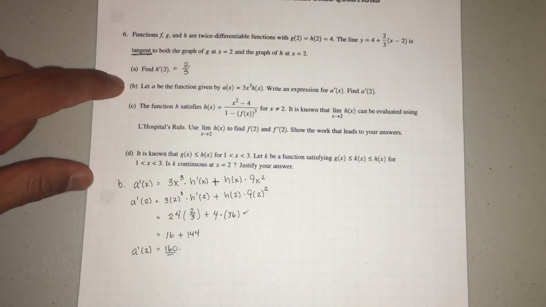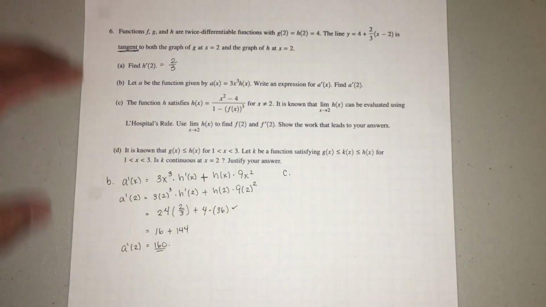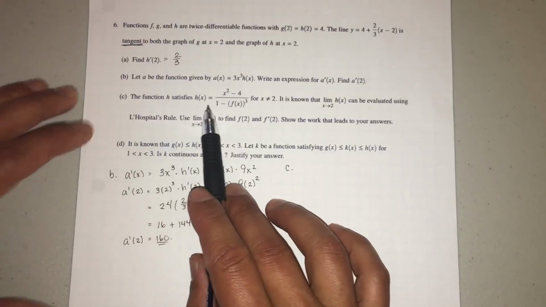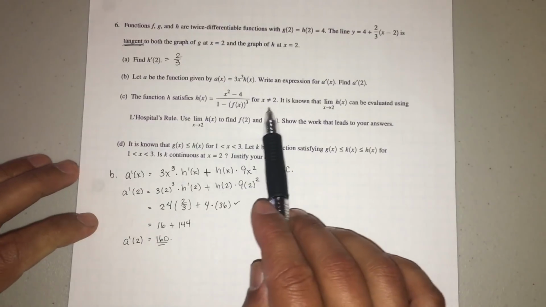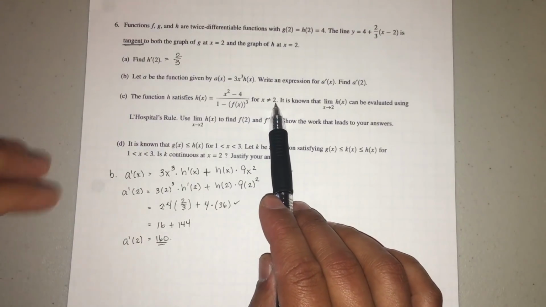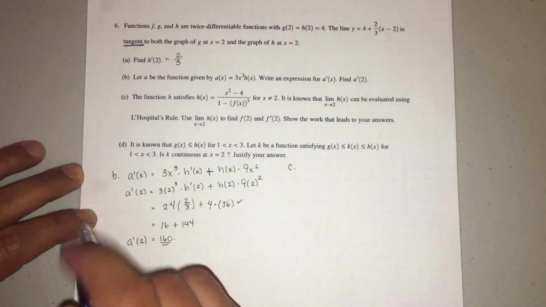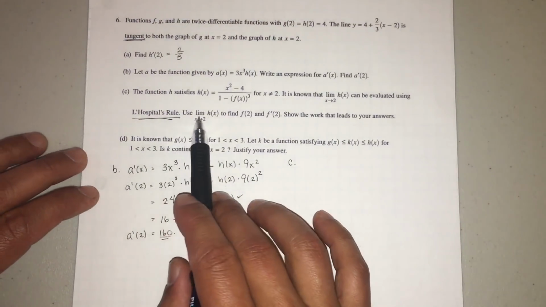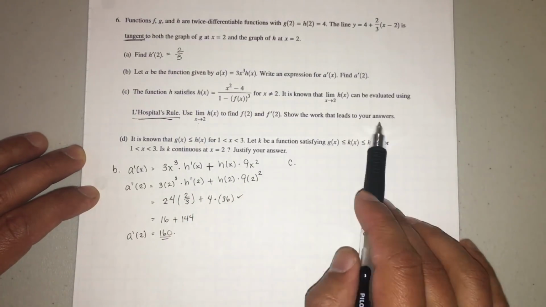So we've done A, we've done B. Now let's go ahead and do C. And this guy is an interesting animal. Part C says the function h satisfies h of x given this equation. x cannot be equal to 2. It is known that the limit as x approaches 2 of h of x can be evaluated using L'Hopital's rule. Interesting. Use the limit as x approaches 2 of h of x to find f of 2 and f prime of 2. Show the work that leads to your answers.